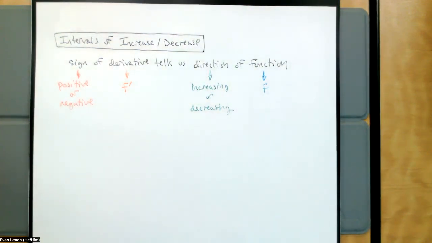Sign of the derivative, f prime, tells us when the function is increasing or decreasing. It tells us the direction of the function. I'm going to use the example probably everybody uses.